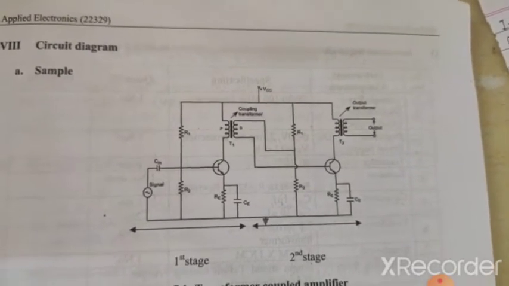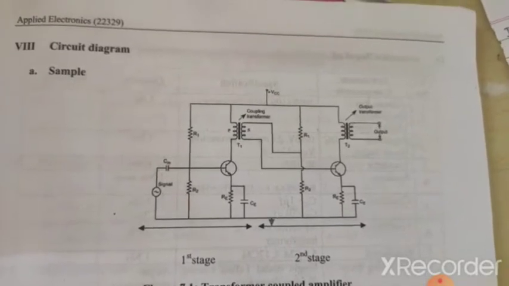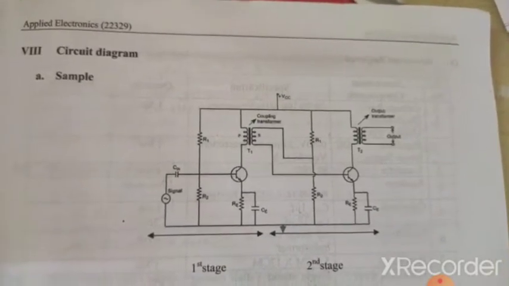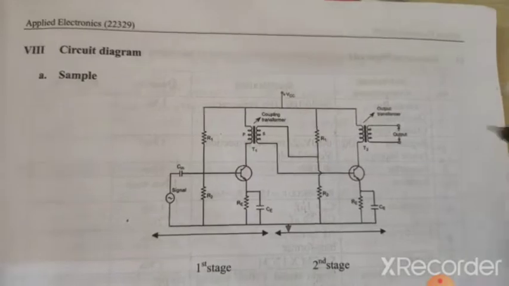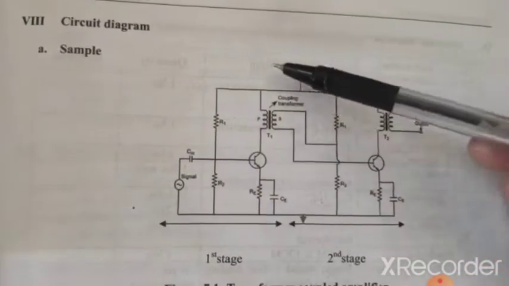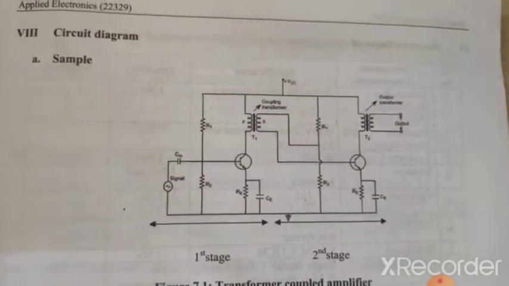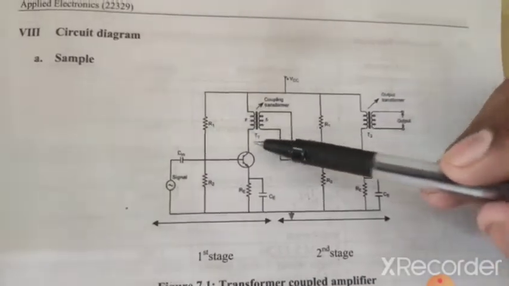Now first we will understand why transformer coupling is used. The transformer couples the first stage to the second stage of an amplifier. We can use more than two stages, but in this transformer coupled amplifier we are going to use two stages, as shown here. This is the circuit diagram of the transformer coupled amplifier. This is the first stage and this is the second stage.